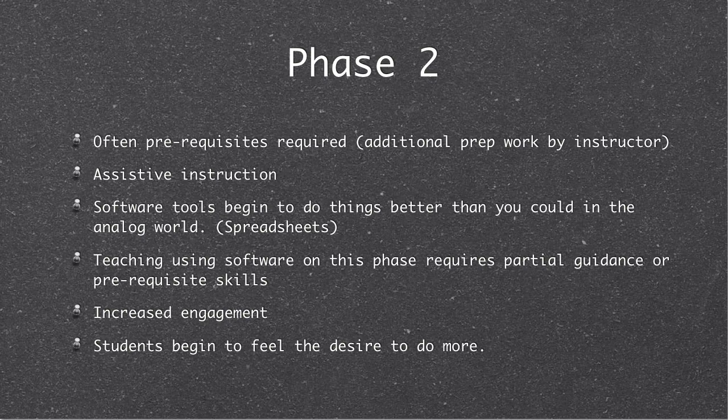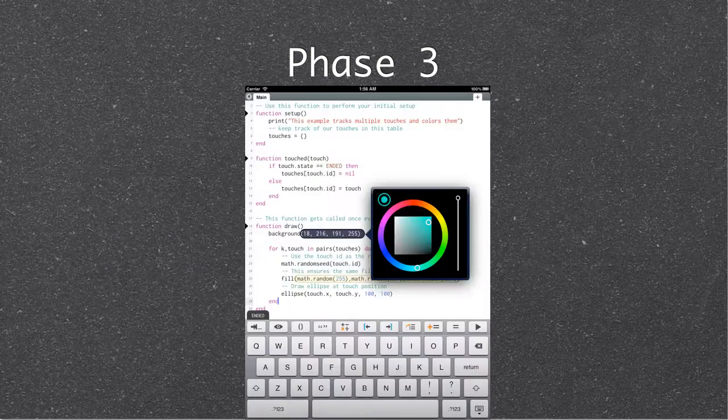It's teaching software skills with partial guidance that's going to be required, and increased engagement. Students begin to feel like they have the desire to do more. It's not uncommon in a phase 2 application for a student to grab that thing and want to go all day on it, because it starts to get more engaging. And as we get to phase 3, it gets very engaging, because phase 3 is creativity. Everything in phase 3 becomes about what you can build, what you can make, what you can design.